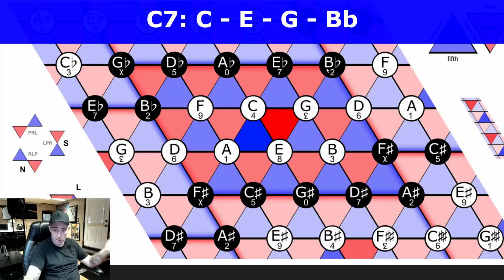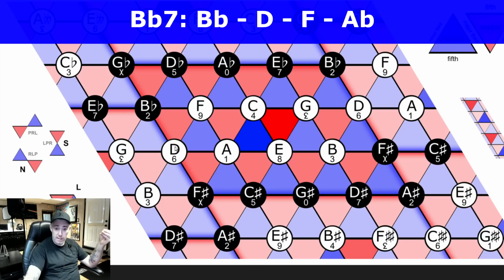So that's how you determine the notes of a dominant 7 chord. Let's try to find out an F dominant 7 chord. F, A, C, E flat. Let's try a B flat dominant 7 chord. B flat, D, F, A flat. See how this is working?